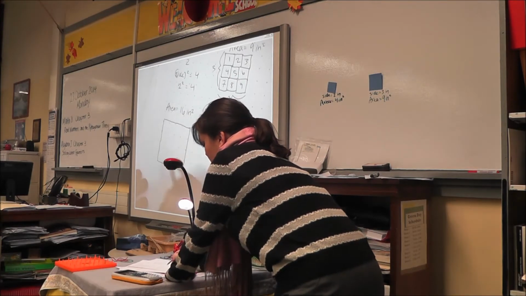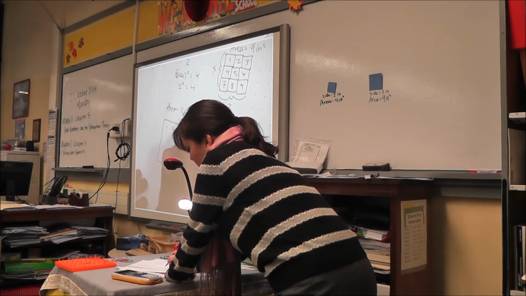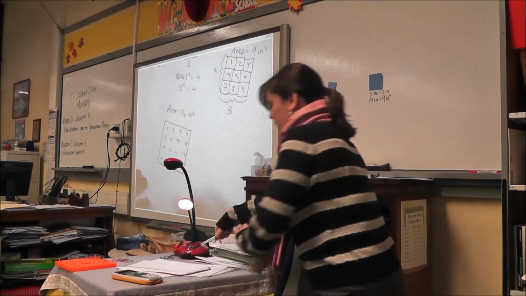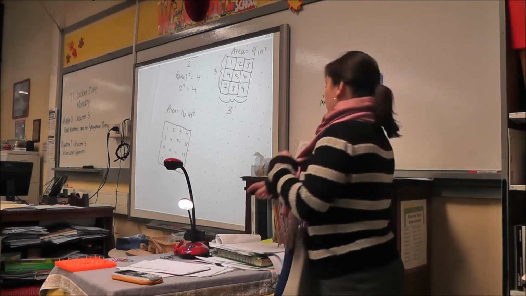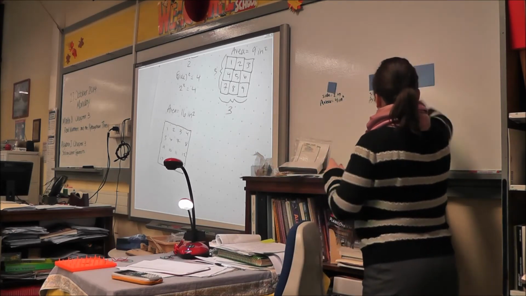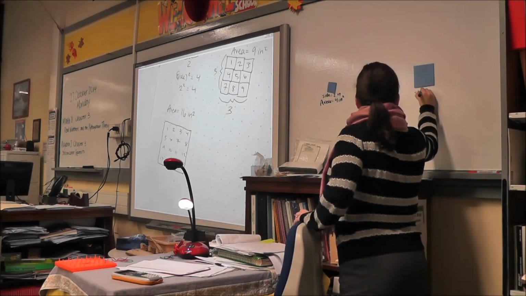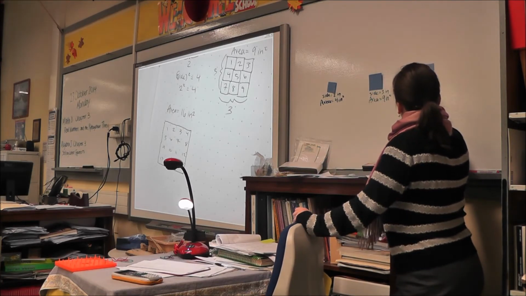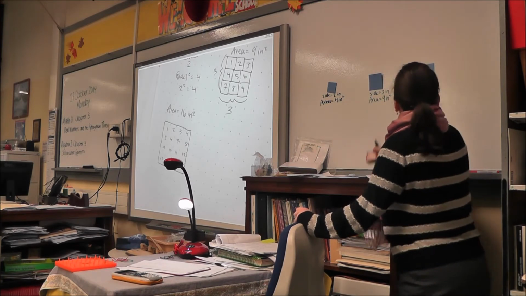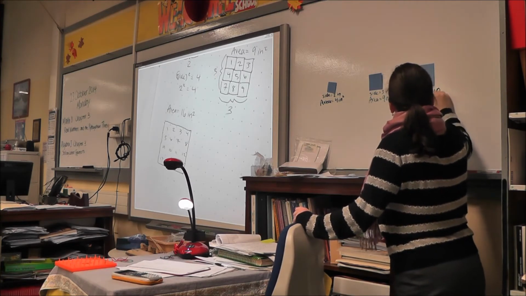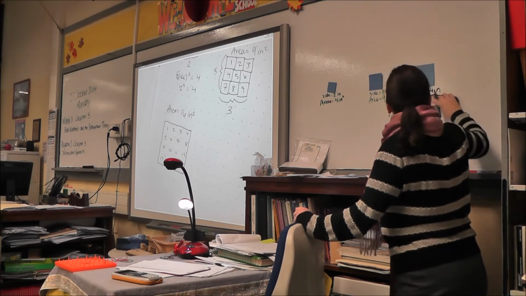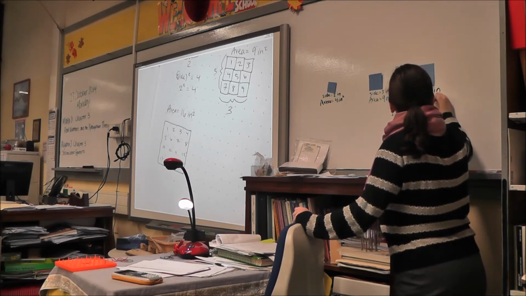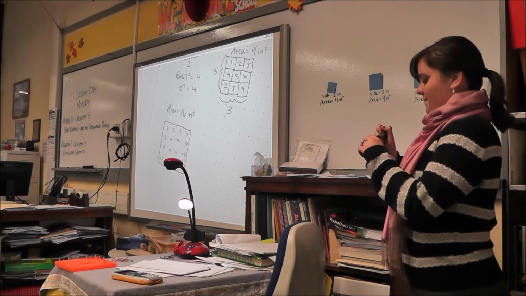Yeah, 4 spaces down and 4 spaces across, and I'm going to get 6, 7, 8, 9, 10, 11, 12, 13, 14, 15, 16. So does this square have an area of 16 inches squared? Yes. Okay, so let's put that one up. So we know the side is 4 inches, and the area, 16. 16 inches squared. Okay, one more.